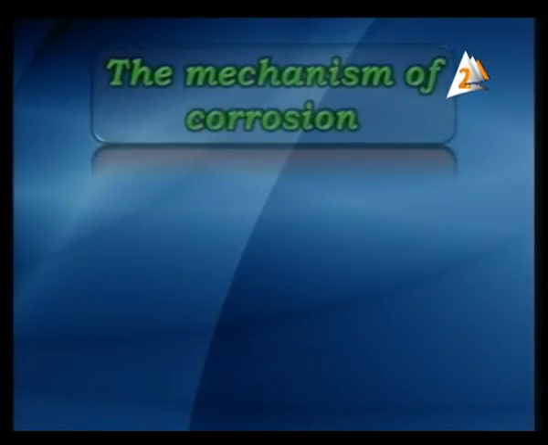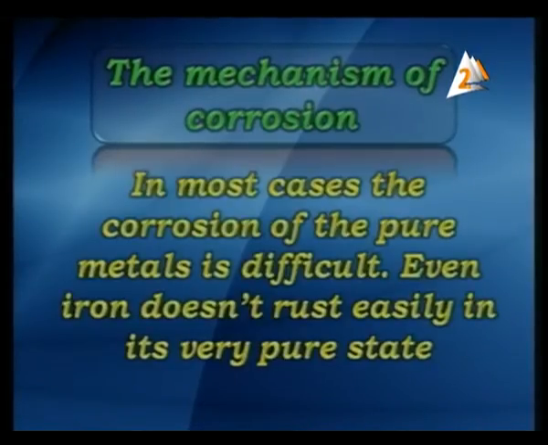Now, the mechanism of corrosion. It's good to know this word. What is the mechanism of corrosion? In most cases, corrosion in a pure metal is difficult. Why? Because it is very hard for a pure metal to form a layer of oxide. Even iron doesn't rust easily in its very pure state. So the rusting here is very important. It means the most common case of corrosion.